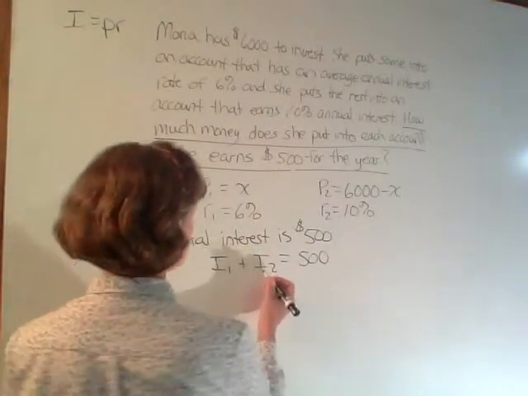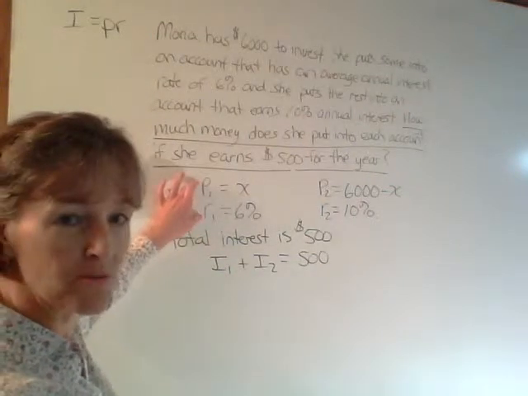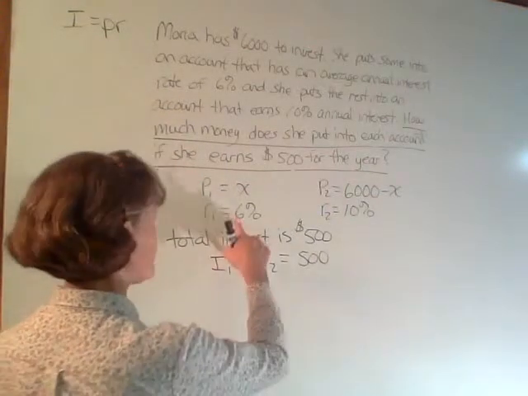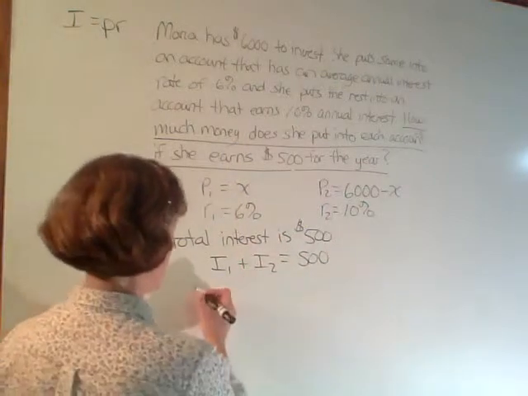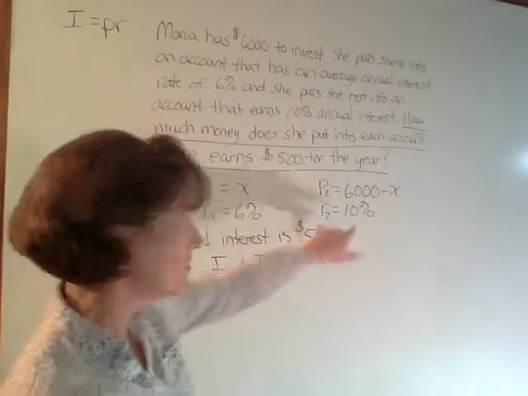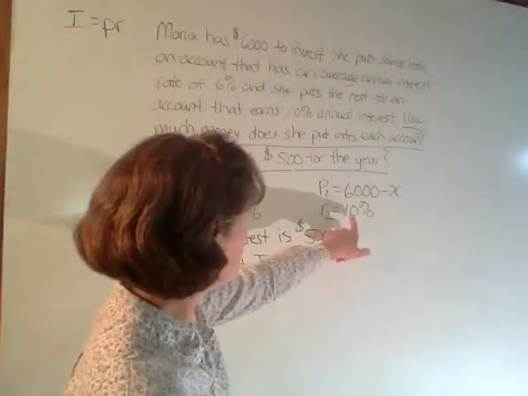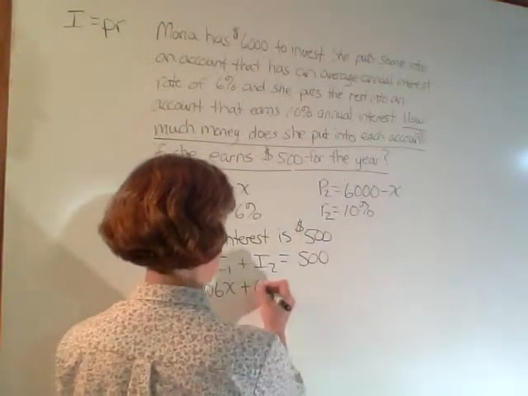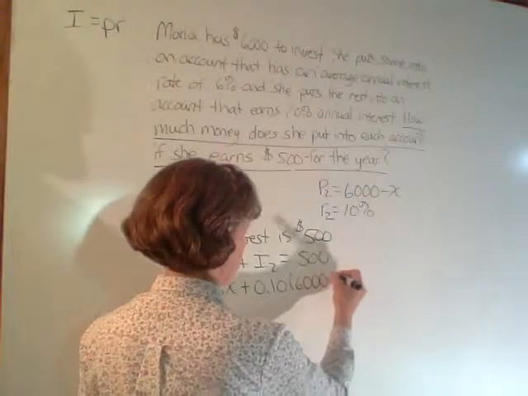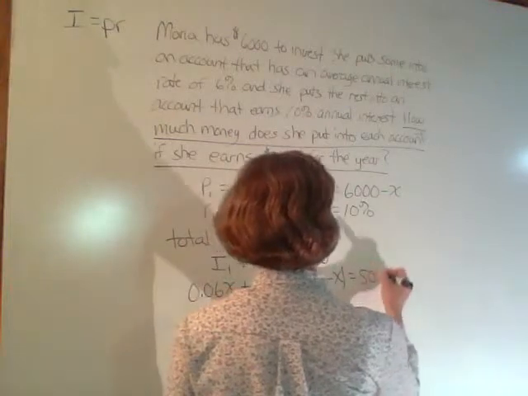Now, once I have this written, all I have to do is define what I1 is according to my problem setup. According to this equation and my problem setup, I1 is 6% times x. How do I write that? Well, I write 0.06x. And I2 comes from this data right here. And so I2 is 10%, which is 0.10, times 6,000 minus x. I need my parentheses right there, okay? And all of that equals $500.